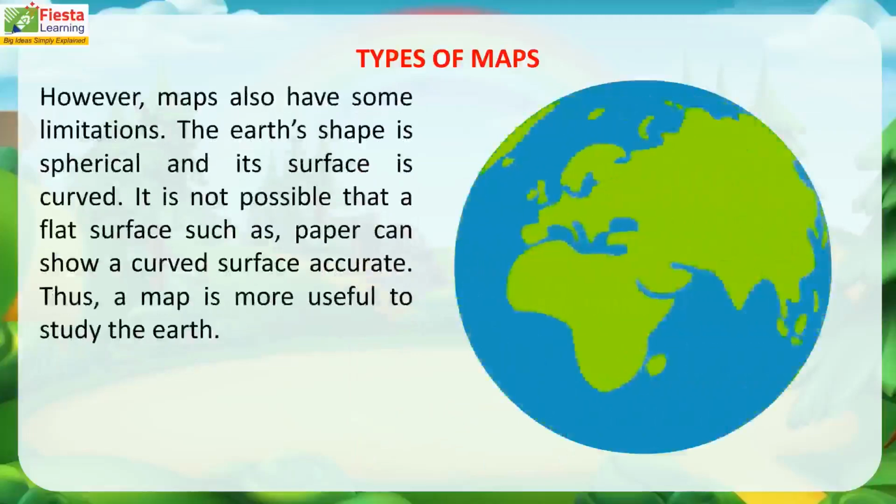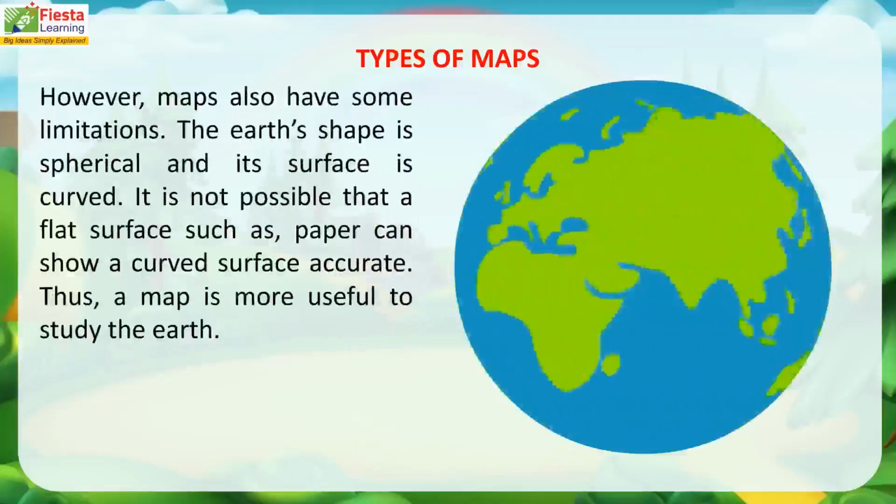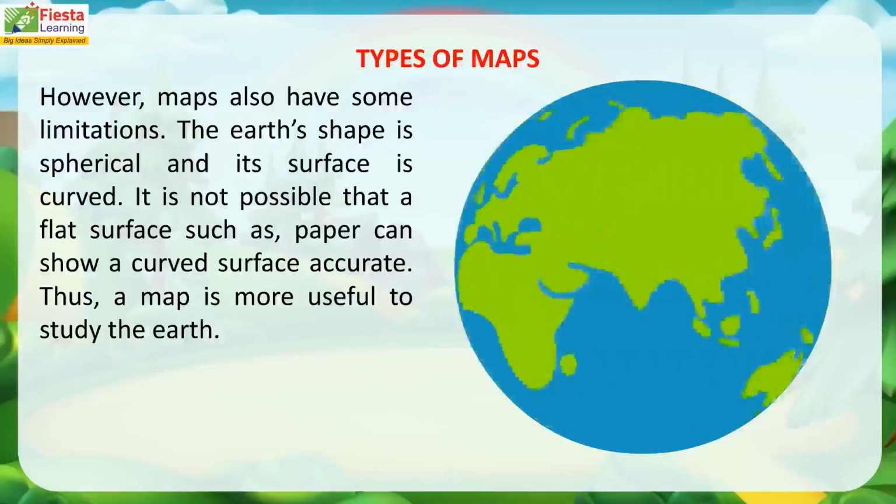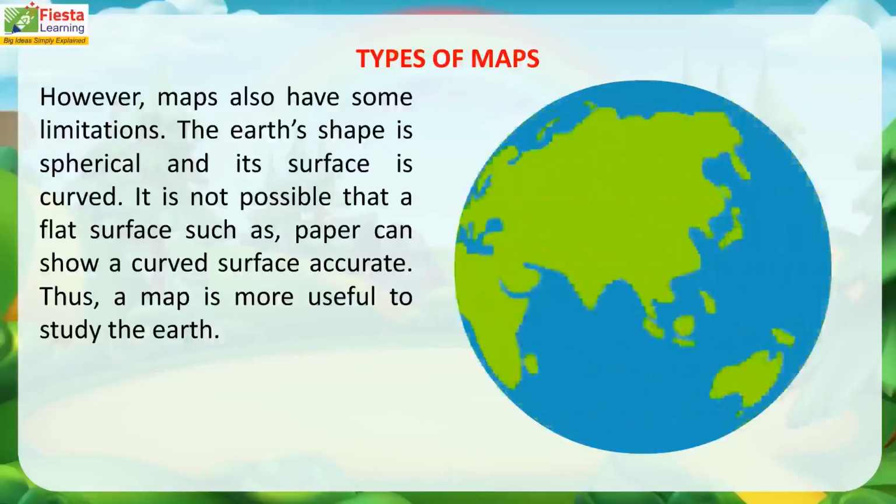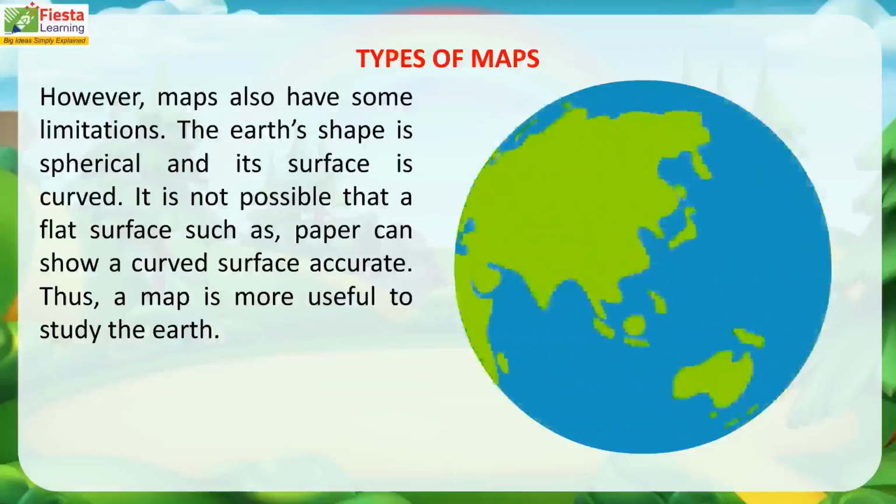However, maps also have some limitations. The Earth's shape is spherical and its surface is curved. It is not possible for a flat surface such as paper to show a curved surface accurately. Thus, a globe is more useful to study the Earth.